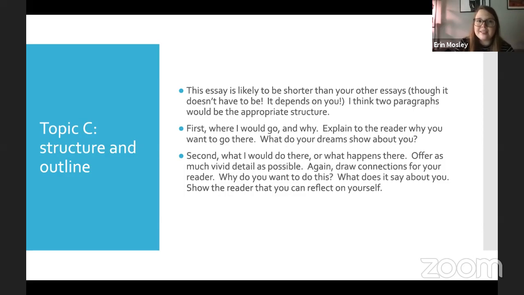So like I mentioned, this essay is going to be a little bit shorter than your other essays. It doesn't have to be, that's just kind of a general guideline. Two paragraphs is fine. The first one being where you want to go and why. Why is it important to you? Why do you want to go there? And then second, what would you do? What would happen? Putting in as much vivid detail as possible. That's huge. You want to really paint the whole picture for your reader. You want to show the reader that you can reflect: why do you want to do this? What does it say about you? That's really topic C.